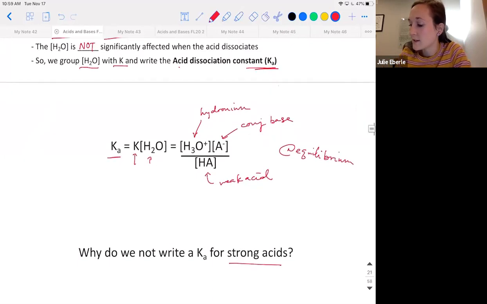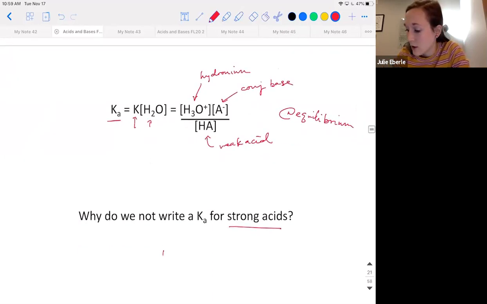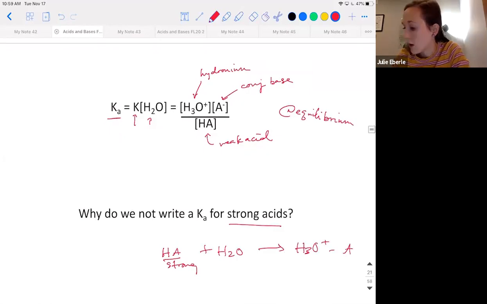Remember, strong acids, we don't have an equilibrium. If this is a strong acid plus water, we just have a single arrow, and A minus, we get all products, okay? We don't have the double arrow. So if we don't have a double arrow, we don't have an equilibrium and we don't have Ka. This is just for weak acids. I want to drive that point home, just for weak acids.